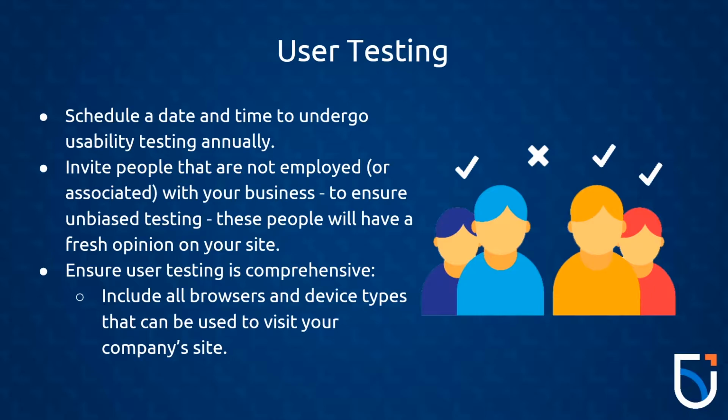You should schedule a date and time to undergo usability testing annually. Check for things such as broken links, outdated information, grammatical mistakes, and so on. Invite people that are not employed or associated with your business to look over the website and tell you what they do and don't like. These people will have a fresh opinion on your site and ensure that you receive unbiased feedback. Do a comprehensive test on various browsers and devices to check that the site operates consistently on all platforms.